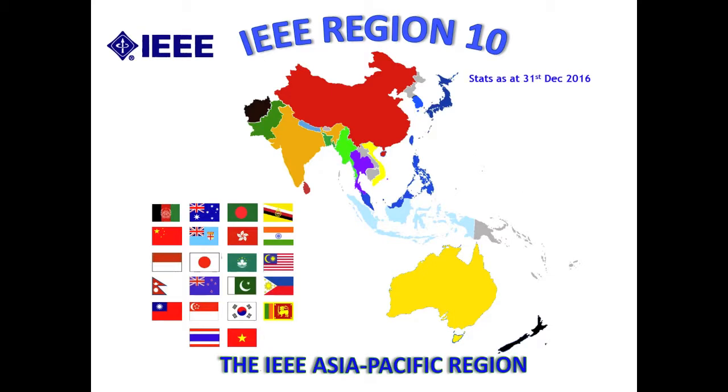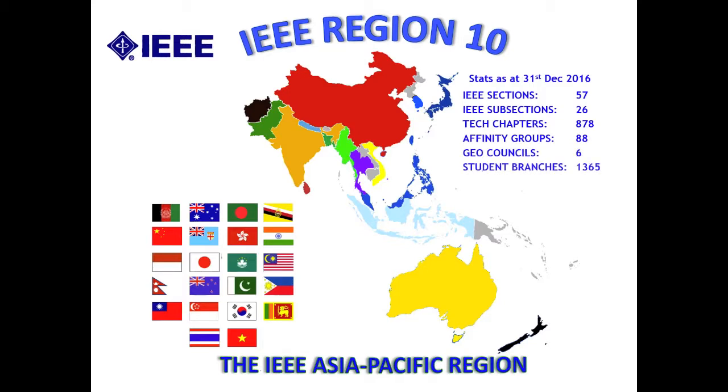Currently in R10 there are 57 sections, 26 subsections, 878 technical society chapters, 88 affinity groups, 6 councils, over 1,300 student branches, more than 600 student branch chapters and close to 300 student branch affinity groups.